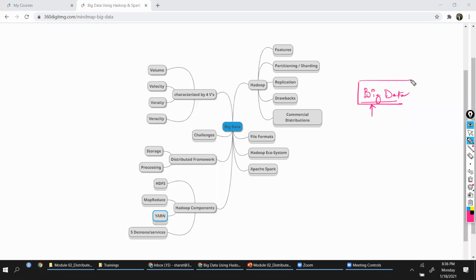So to explain big data, we basically use four V's: volume, velocity, variety, and veracity. Volume is basically talking about the size, velocity the speed, variety the structure of the data, and veracity is the truthfulness of the data. These basically form the crux of the definition of big data.